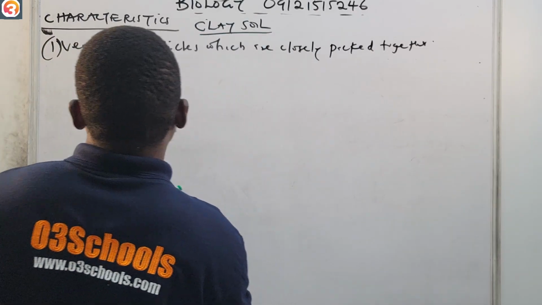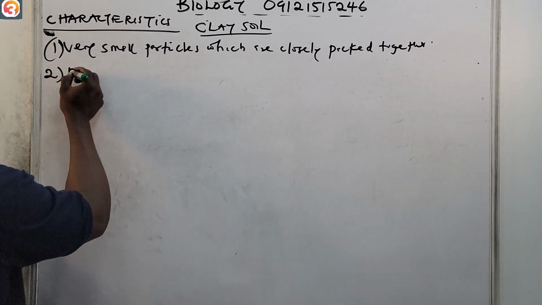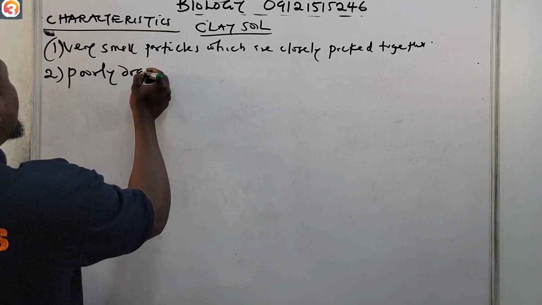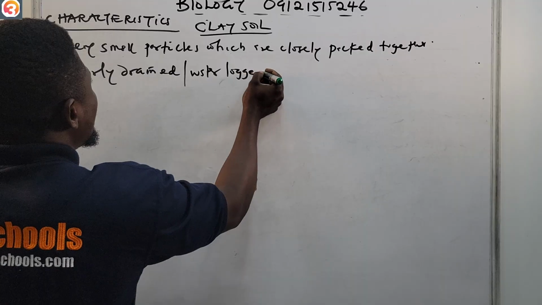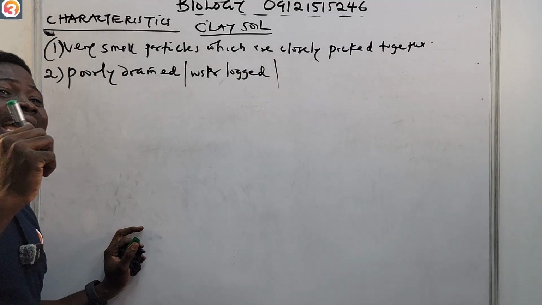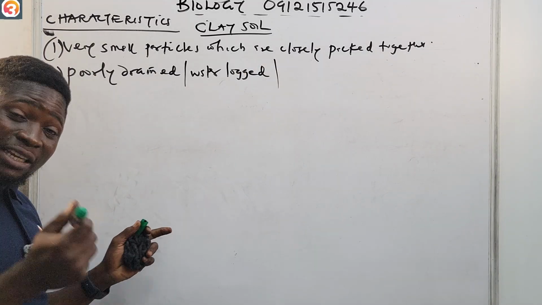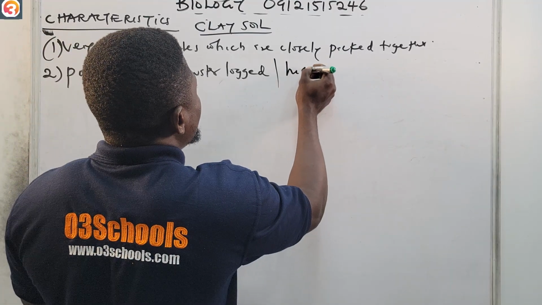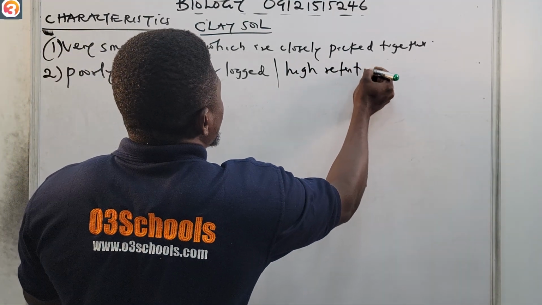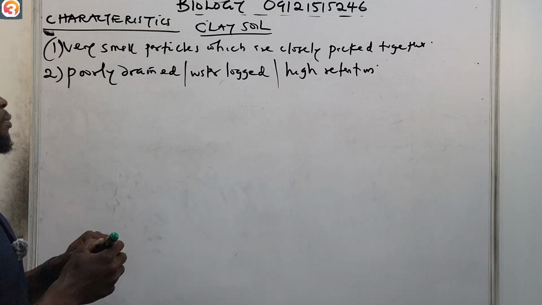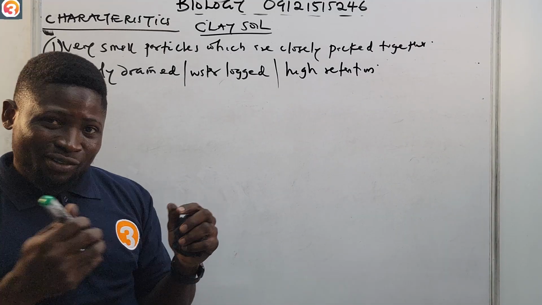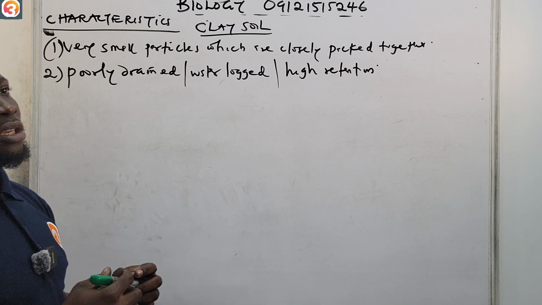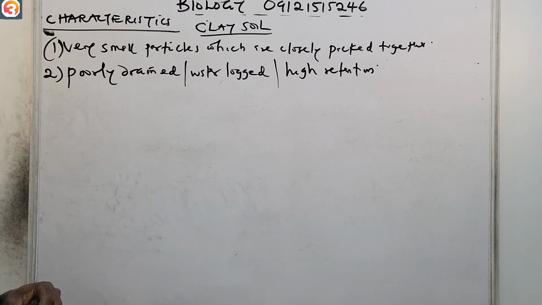Then also, number two, they are poorly drained. They are waterlogged, and very importantly, they have a very high water retention capacity. They can retain water very well. When water enters, they hold the water, so they are waterlogged also, and they have high retention.